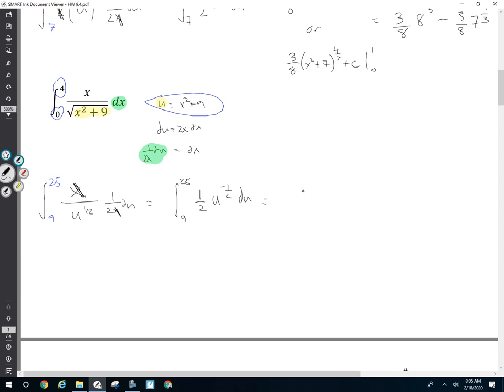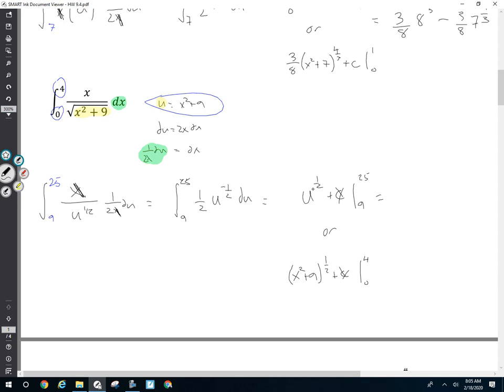Take the antiderivative. That's u to the positive 1/2 times 2. The 2 and the 1/2 go away. That's nice. Plus a c, but we don't need it. Change the bounds from 9 to 25. That's going to give us the same result as if I do x squared plus 9 to the 1/2 from 0 to 4.